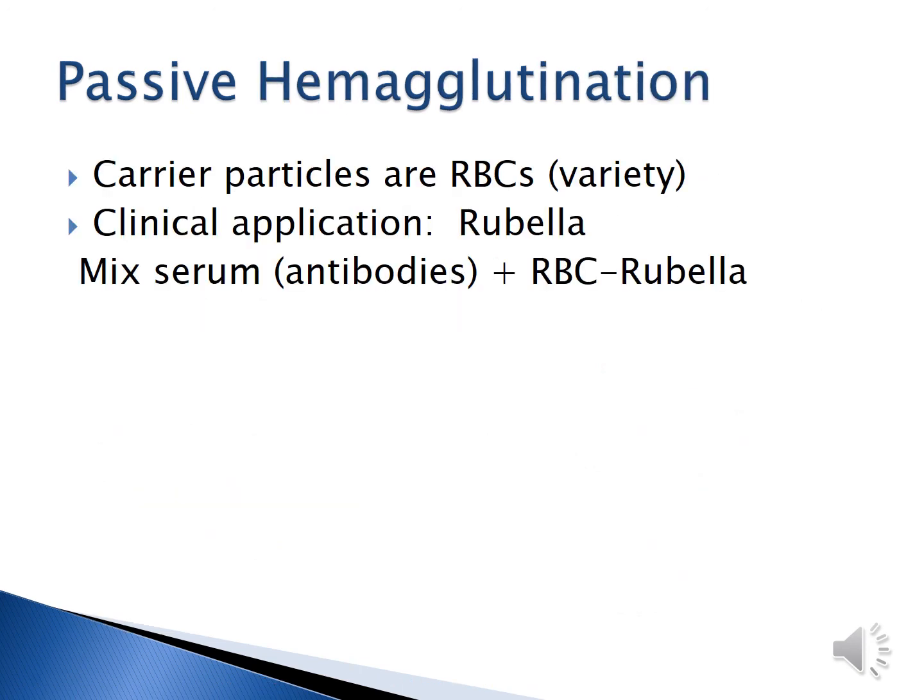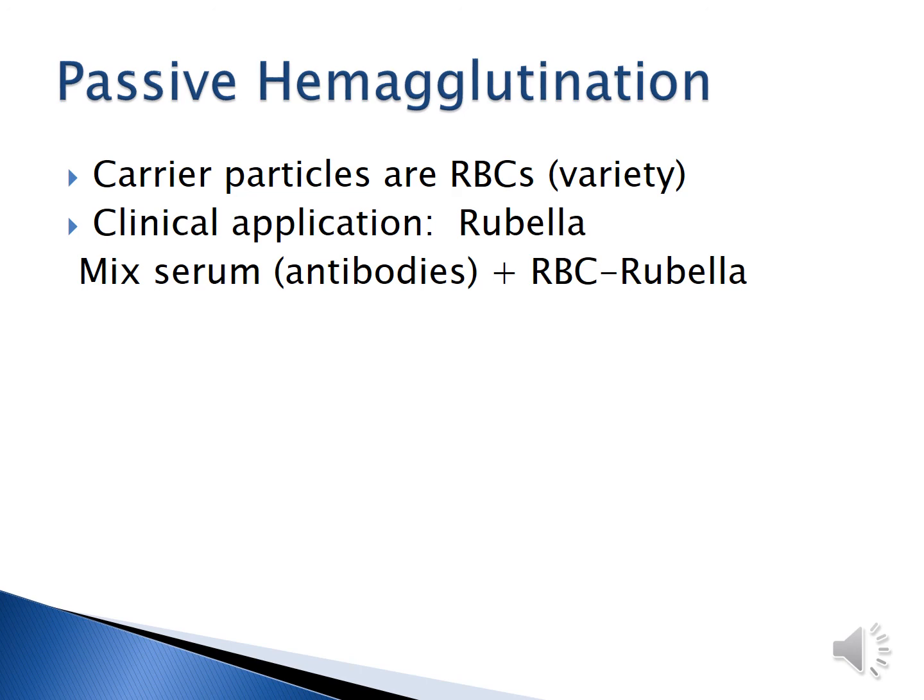The next one is passive hemagglutination. So remember in the last lecture I said, if we ever have heme in front of agglutination, then we need to think of RBCs. Alright, so in passive hemagglutination, the carrier particles are RBCs. Typically we'll use this test for rubella. So it's exactly the same.